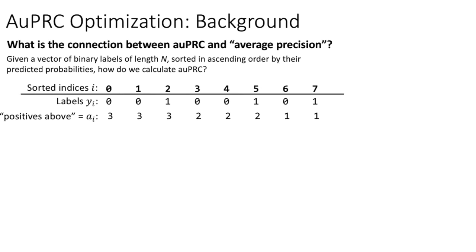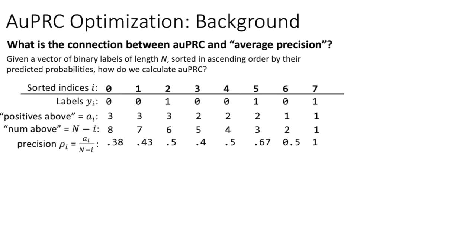Let this be A_i, and it can be found by taking a running sum of the labels y_i from right to left. We also need to know the total number of examples above each index, which is simply n minus i. Using those two values, the precision ρ_i at each index can be found by dividing the number of positives above the index by the total number of examples above the index.